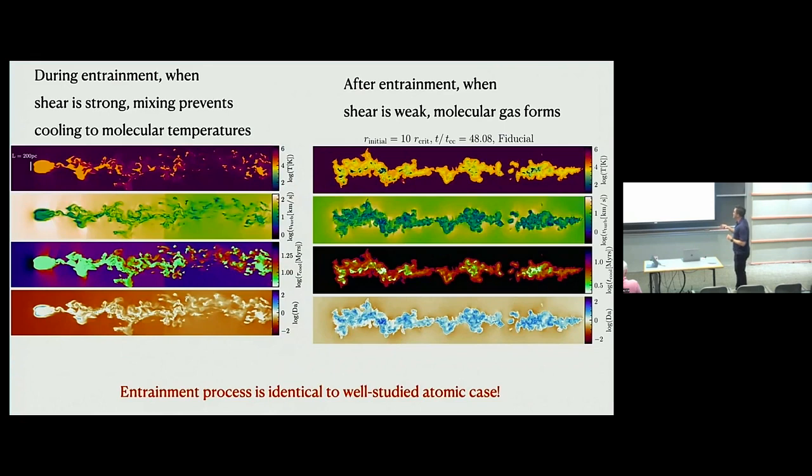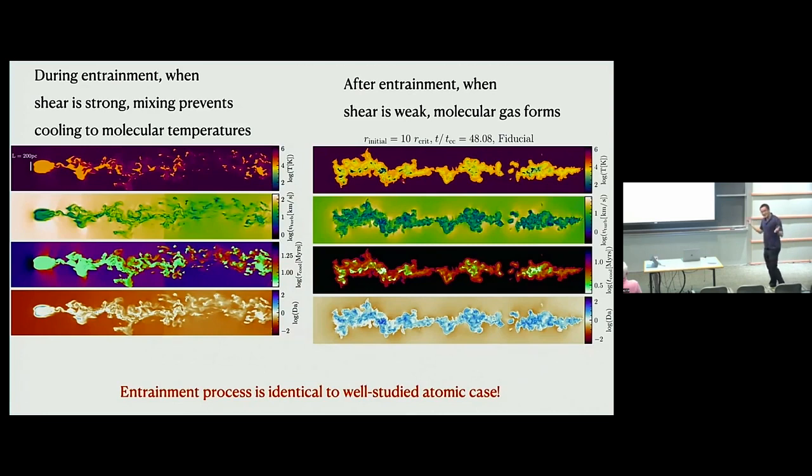So within the cloud, when it's being entrained, there's very strong shear. And so if you try to form molecular gas within the cloud, it will get mixed in and be destroyed. But after you're entrained, when the shear dies down, then this ratio of the mixing time to the cooling time becomes much larger, and you're able to form low temperature gas.